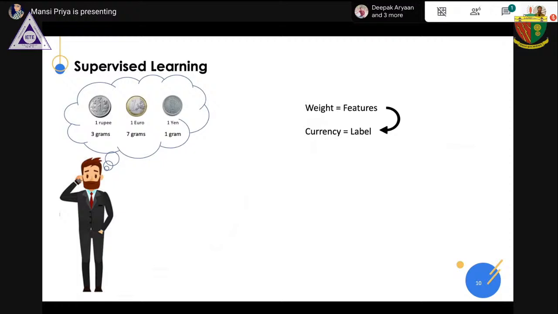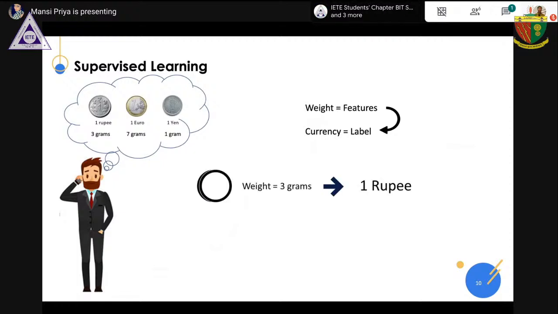Using the features, we can now tell what the currency is. For example, if you get a coin of weight 3 grams, the machine will be able to tell you that it is a 1 rupee coin. So here we can see the input features that we put in the model, the data that we put inside it, also contained the output variables, whether it is a 1 rupee, 1 euro, or 1 yen, which we termed as label. So our input data actually had labels. This kind of learning, where we have labels present, is termed as supervised learning.